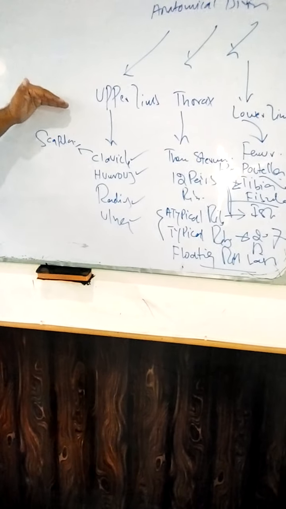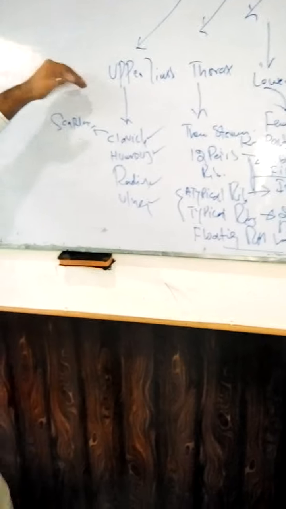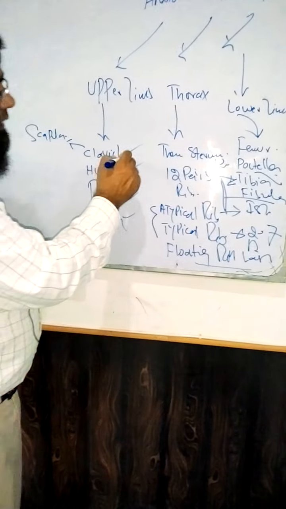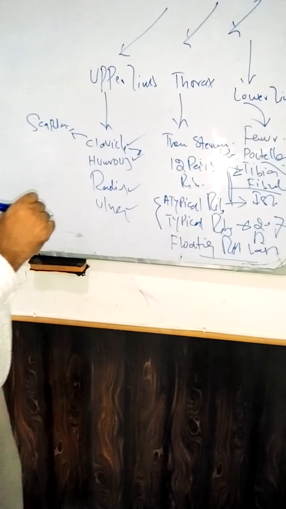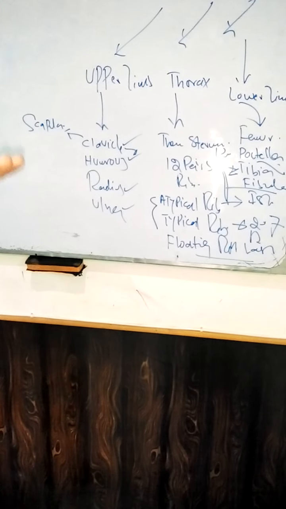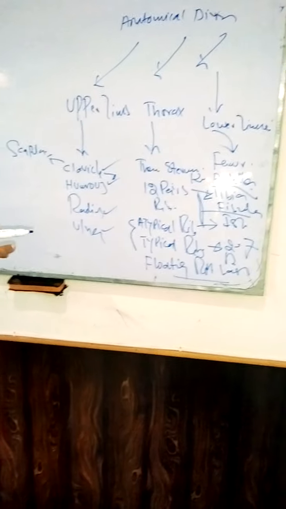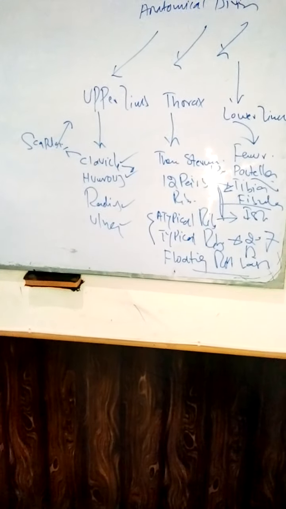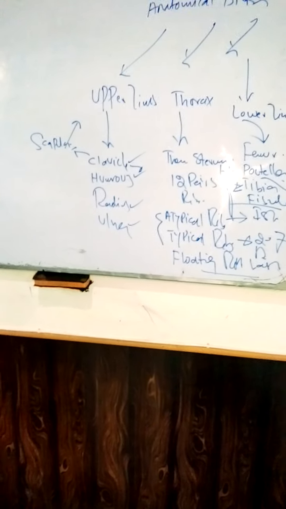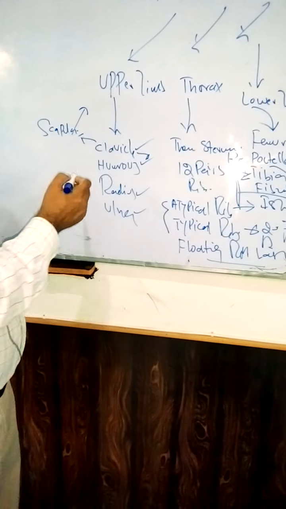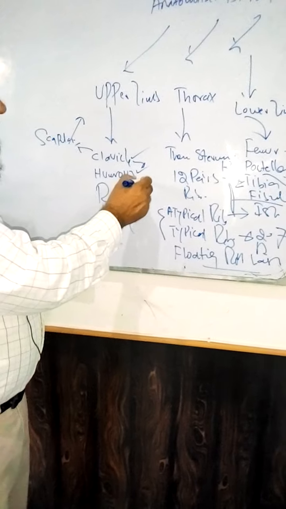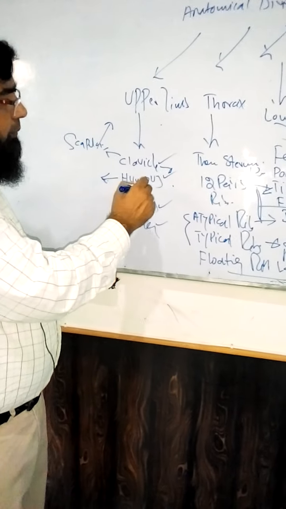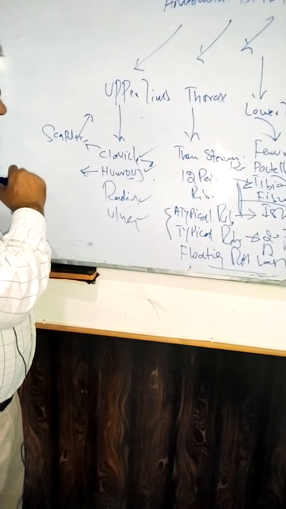Now we come to the upper limb. The first bone is called the clavicle. The clavicle is also called the beauty bone because it maintains the posture of the human body. Then number 2 is the scapula, also called the shoulder blade. It looks like an egg. Then in the upper limb there is the largest bone, called the humerus.